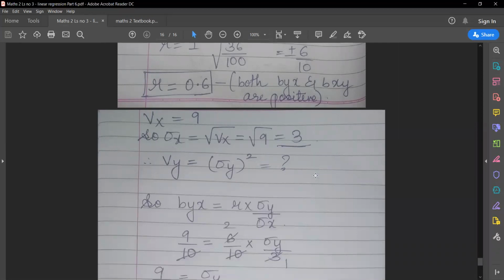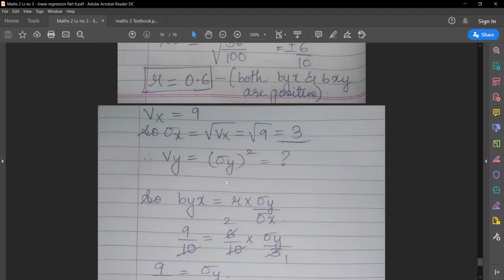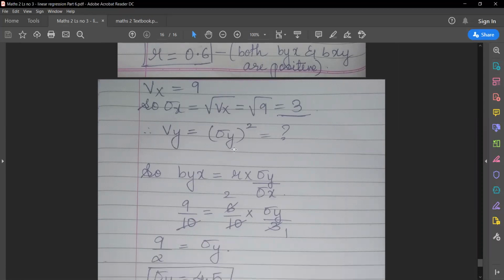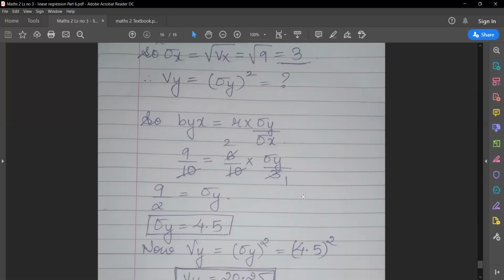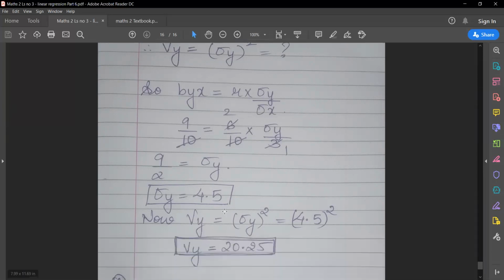To find the variance of y, we'll first need to find sigma y and then square it. So as I need sigma y, I'm again taking the formula byx is equal to r into sigma y by sigma x. Again I've removed the decimal. 9 by 10 is equal to 6 by 10 into sigma y upon 3. On cutting, I get the value of sigma y to be 4.5. So variance of y is nothing but sigma y squared. So 4.5 squared, you get the answer to be 20.25.